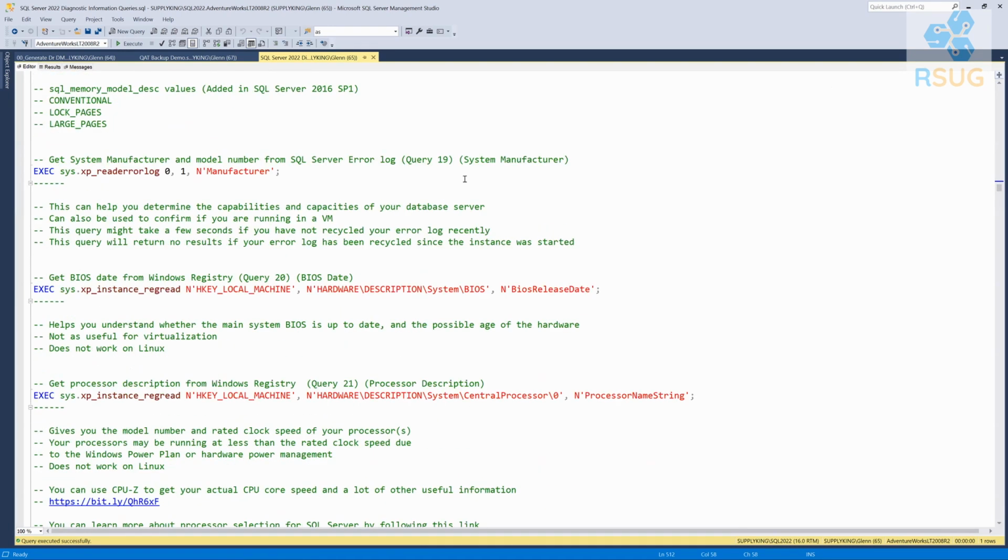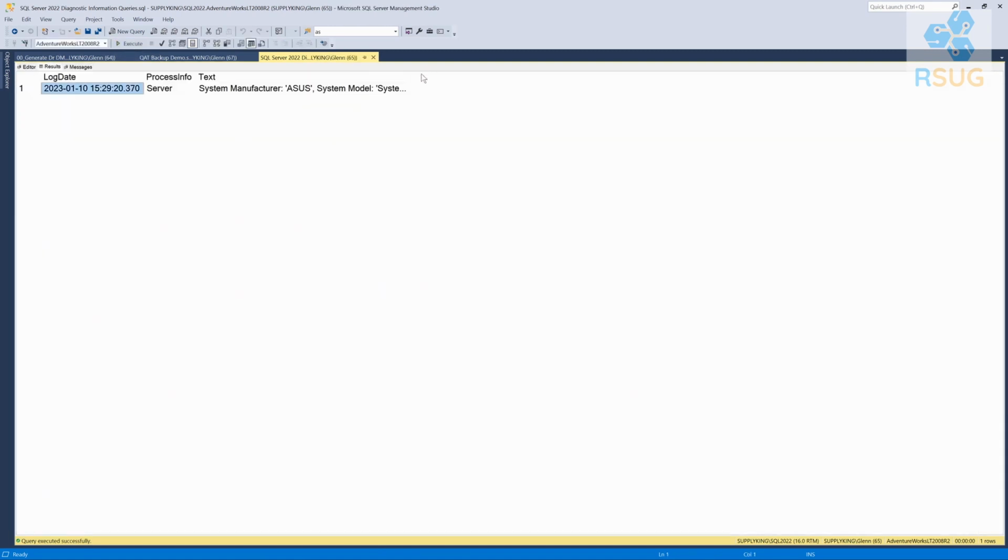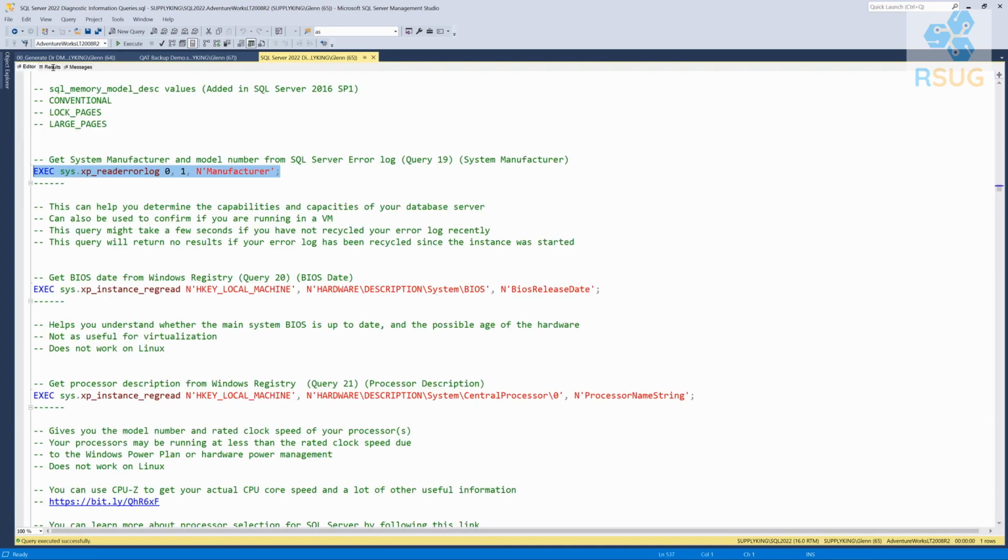All right, then the next one is looking at the error log to find out, okay, here's how you know if you're running in a VM or not. And in my case, I built this machine from parts. It's an Asus motherboard. So it just says this. But on a real server or on a VM, it would tell you Microsoft Hyper-V, for example, or Dell PowerEdge R740, whatever the machine is. So that's how you find out for sure if you're running in a VM or not.